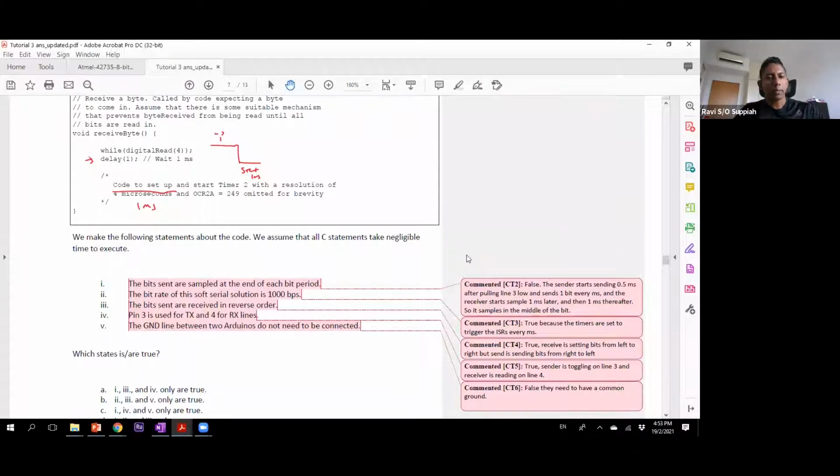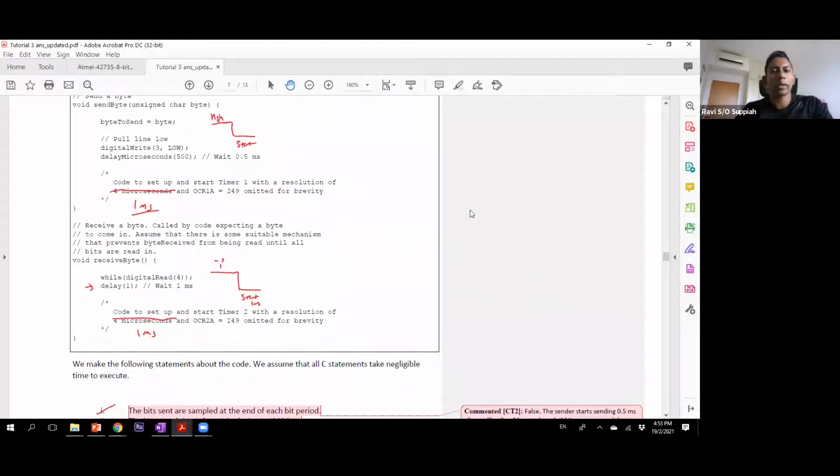The bits are sampled at the end of each bit period. So you can see that the transmitter will wait. If I look at the transmitter over here, what will I do? I will wait. Whenever I pull the line low, I will wait for 0.5 milliseconds, and then for every 1 millisecond, I will send data out. So initially I wait for 0.5.